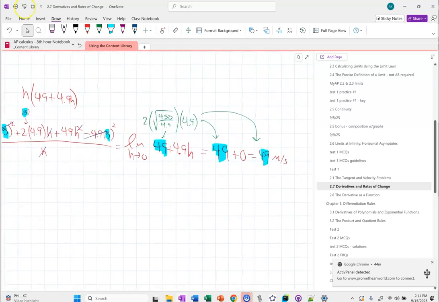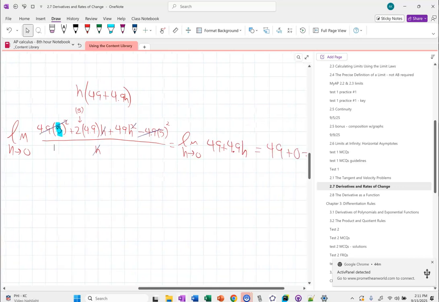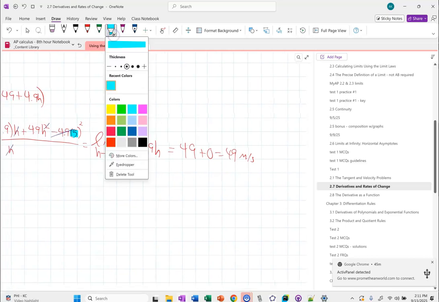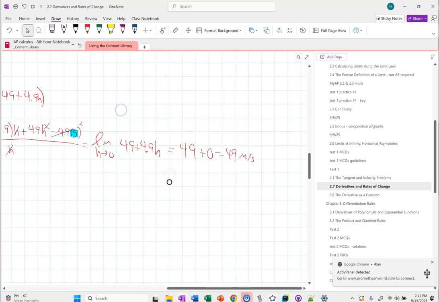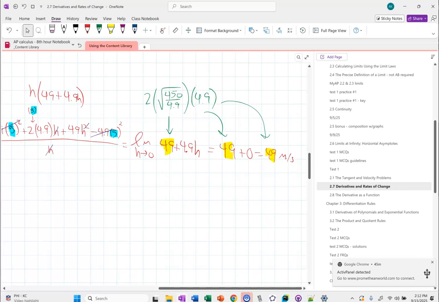And now to here, maybe we'll just do, okay. All right, so I still have blue. So that one. And now let's change color. This guy now is 2 times square root 450 over 4.9 times 4.9. Because I've just taken those two guys.